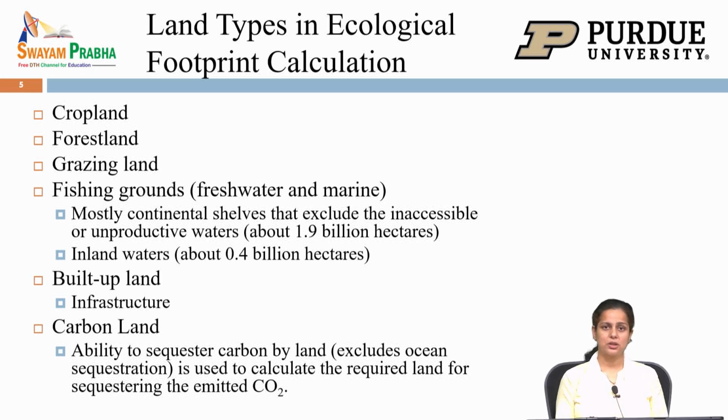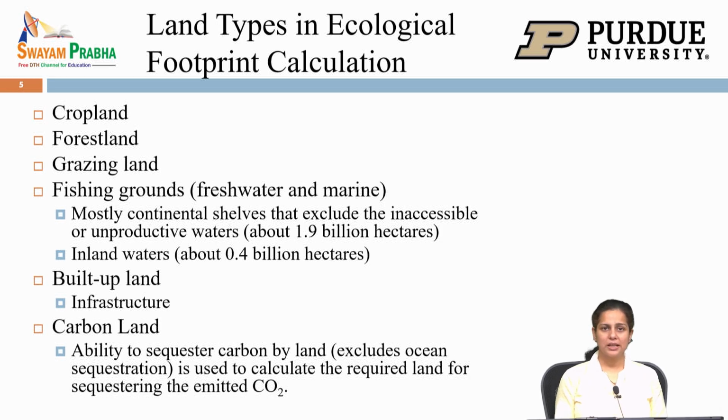Grazing land is the pasture land. All across the world there is a lot of reliance on the livestock industry, for leather or other kinds of products, or maybe food production, and grazing land is what supports the livestock industry. So, it is dedicated land for pasture, and those pastures have some economic product that is going for consumption. Fishing grounds, for both freshwater and marine, are mostly continental shelves that exclude the inaccessible part of the ocean, because that is considered unproductive water.